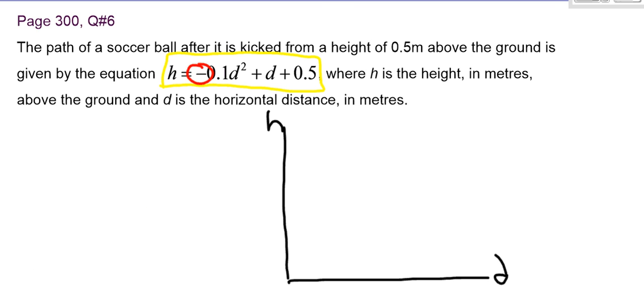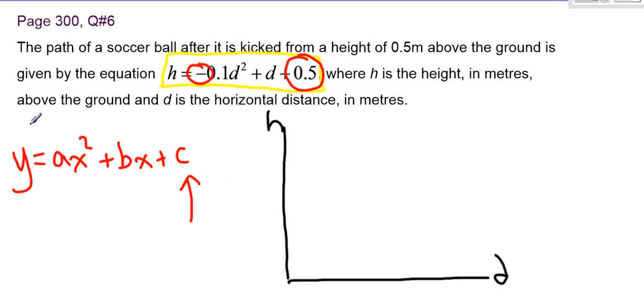I also know that the starting position of the soccer ball is 0.5 meters above the ground. And again, I know that because this equation is given to me in standard form. And when an equation is given in standard form, that c value is the y-intercept. And in this case, it's the h-intercept or the starting value because we're not going to worry about negative distance or negative height. So we know that it's 0.5 meters above the ground, and of course we knew that anyway because it's told us. But just in case, make sure you see that it's given to you in the equation.